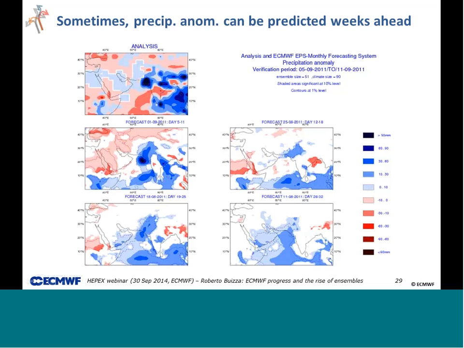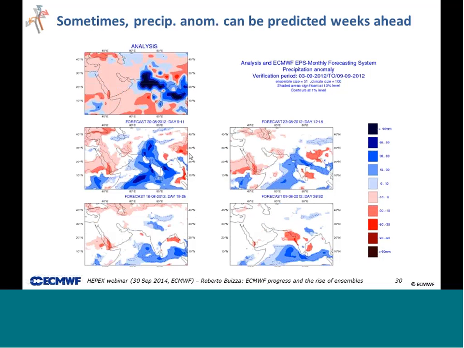On top, you see the observed weekly average anomaly of precipitation. And then you see a week 1 forecast, day 5 to 11 from our ensemble system, day 12 to 18, 19 to 25, and 26 to 32. So essentially it's a week 1, week 2, week 3, week 4 forecast for this weekly anomaly. And this was the flooding of 2011, where we can see a signal already four weeks before the event.